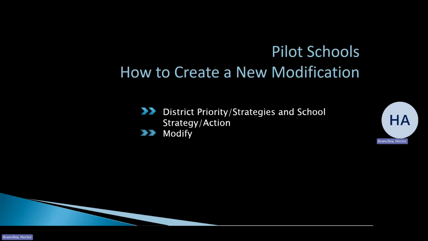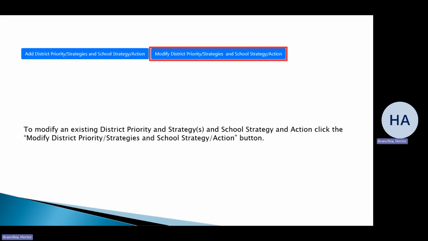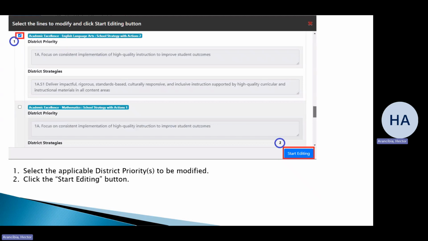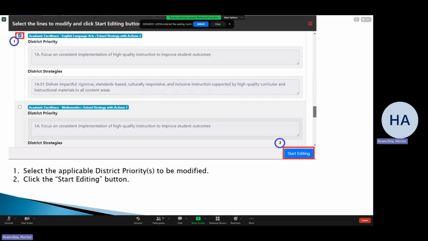Now we're going to illustrate how to modify existing district priorities, strategies, and school strategies and actions. So the section I just went over is how to create a new one. Now we'll talk about how to modify an existing one from your original SPSA plan. You'll first click on Modify District Priority Strategies and School Strategy and Action. Then you'll select the applicable school strategy with actions to be modified and click on Start Editing.